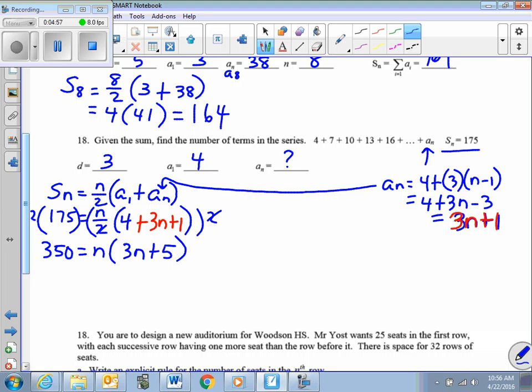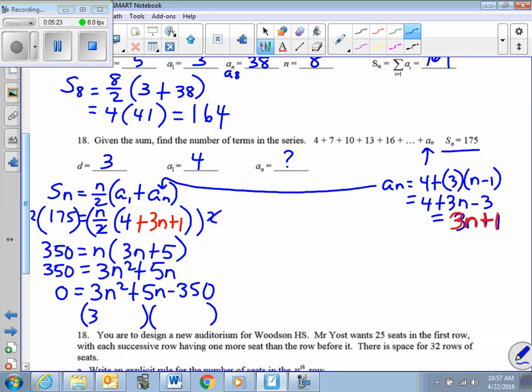All right, so now we have 350 equals 3n squared plus 5n. So what do we got, guys? We got a quadratic equation, right? So what are we going to do? We're going to subtract the 350 from both sides, get this equal to 0, and see if we can factor this thing. Minus 350.